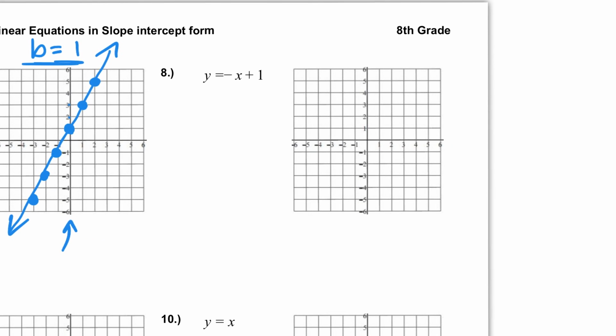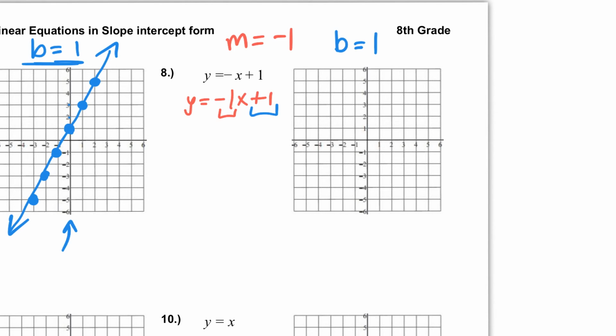Number 8, y equals negative x plus 1. Our first step is to identify our slope. So our slope is the number that is attached to x. And remember, a negative x is just like having a negative 1x. So this equation is really like negative 1x plus 1. So our slope is negative 1. And our y-intercept is positive 1.